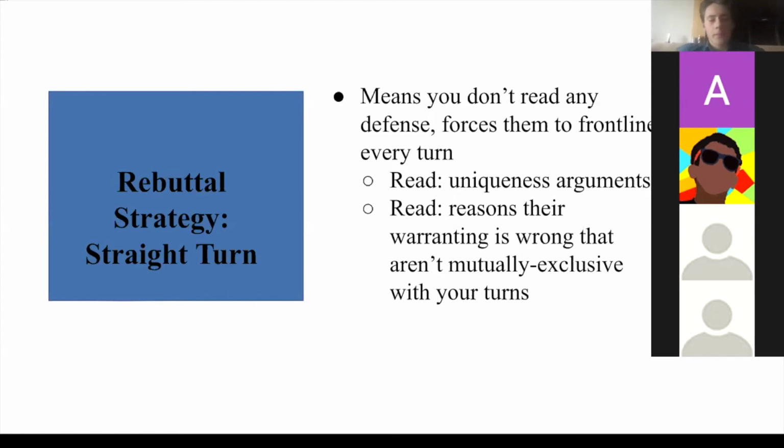Safest thing is that when someone is reading a link turn, generally safe to concede a delink or a no impact? Of course, it depends. You got to use your brain. And this is something that you kind of need to have some experience with.